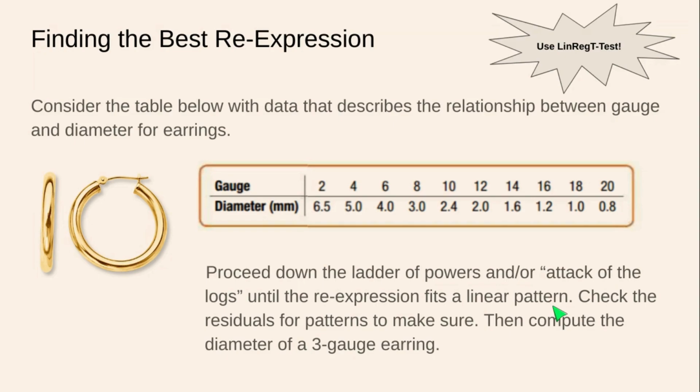And the residuals are going to look great. I'm just going to let you know ahead of time. Check the residuals for patterns to make sure. We will certainly do that. Then compute the diameter of a 3-gauge earring. So try some re-expressions after making a scatter plot of these data. It'll look like a couple of possibilities might work. Try a few, see what works best. Feel free to unpause the video once you think you have found the best re-expression. Okay, I'll assume we're ready to continue.